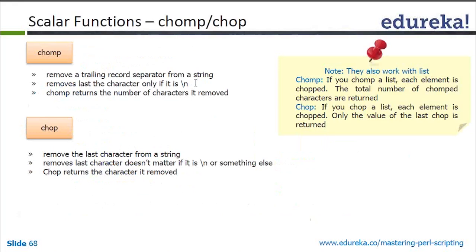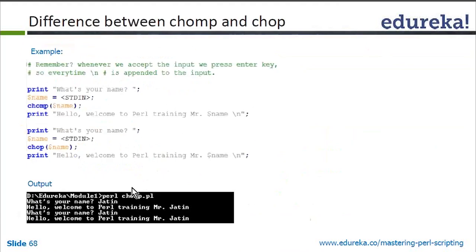But chop doesn't check for that; it removes the last character. This is the difference, so you should know where you want to use chop and where you want to use chomp. So chop will remove the last character, whatever it is, but chomp will remove the last character only if it's /n. So it will remove it and it will only give you the string. And chomp returns the number of characters it removed, say 5 characters, but chop will remove the last character. So we'll go to the next slide.